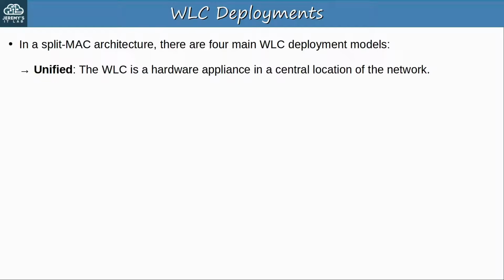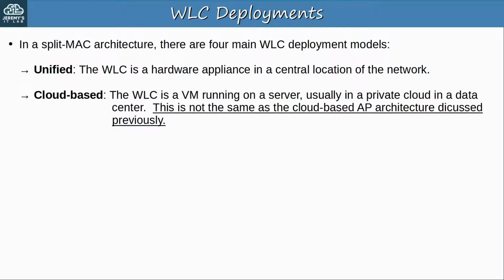First, a unified WLC deployment. The WLC is a hardware appliance, a separate hardware device, in a central location of the network. Then there is the cloud-based WLC deployment. The WLC is a VM running on a server, usually in a private cloud in a data center. Keep in mind that this is not the same as the cloud-based AP architecture we just discussed. In this case, the APs are not cloud-based, they are lightweight APs. The cloud-based name here simply refers to where the WLC is.